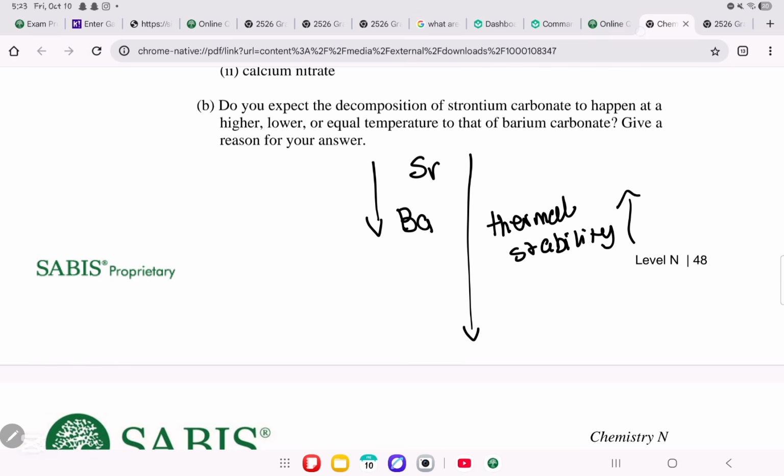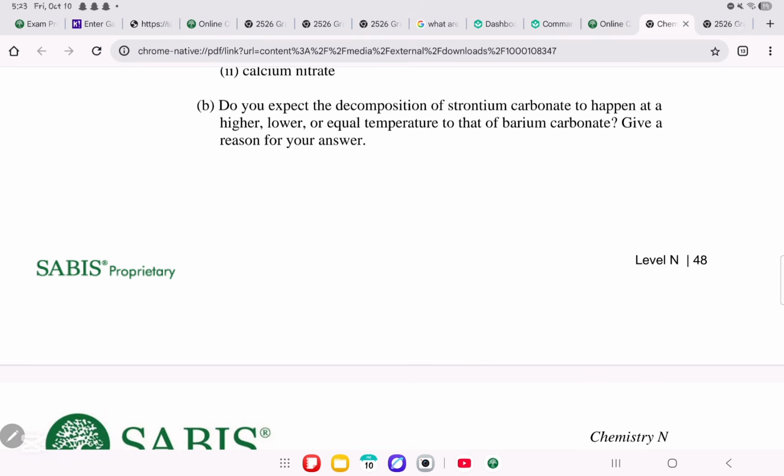So what does this mean? This means that the more we go down the group, the more temperature we need in order for us to do what? For us to decompose. That means strontium will decompose at a lower temperature than that of barium, because as we go down the group, thermal stability increases. Now we'll move on to question number 7.